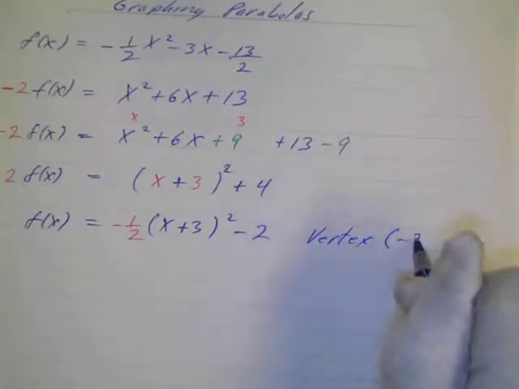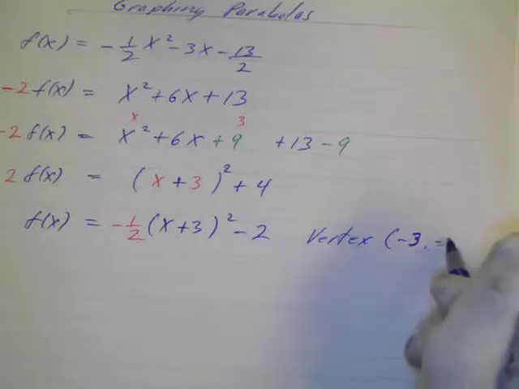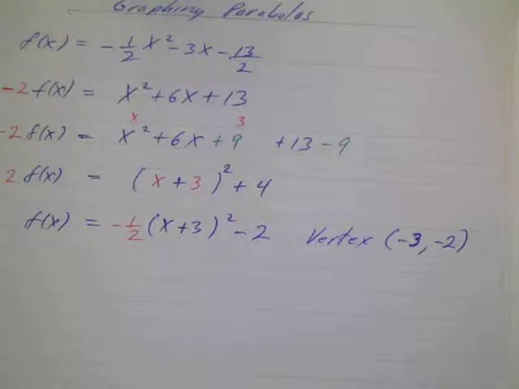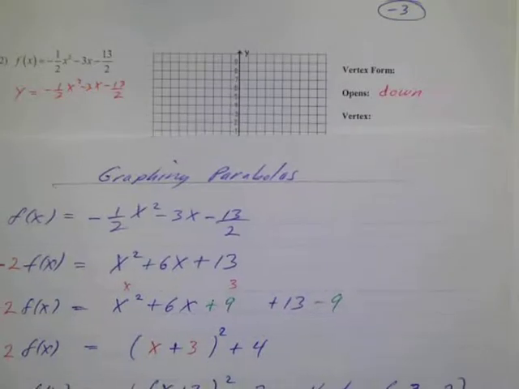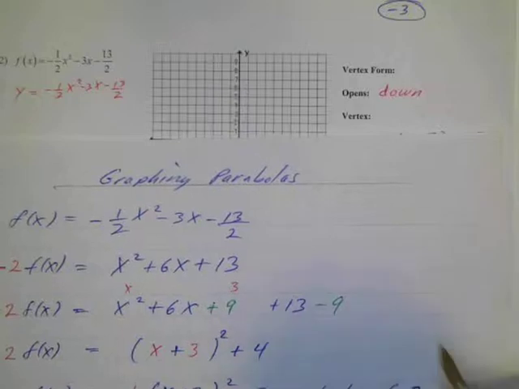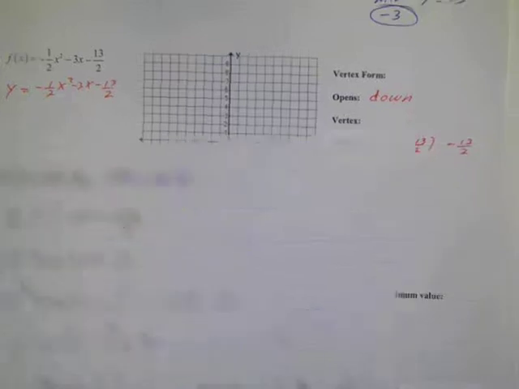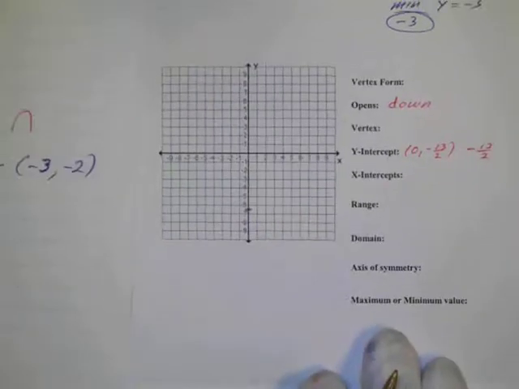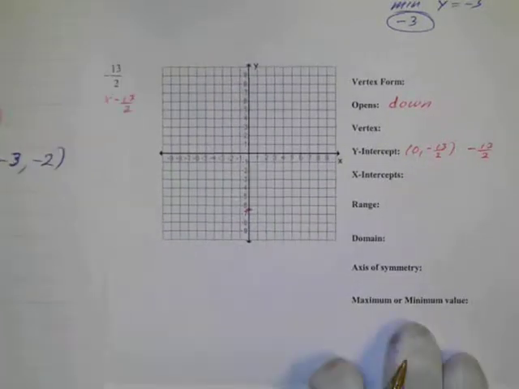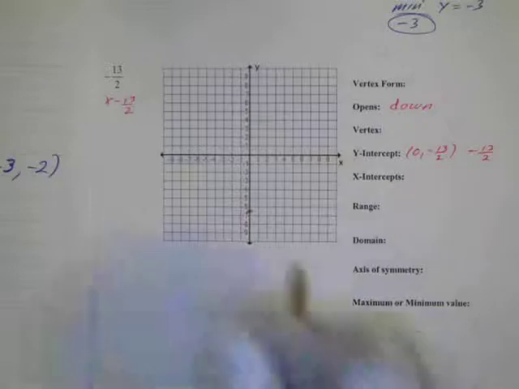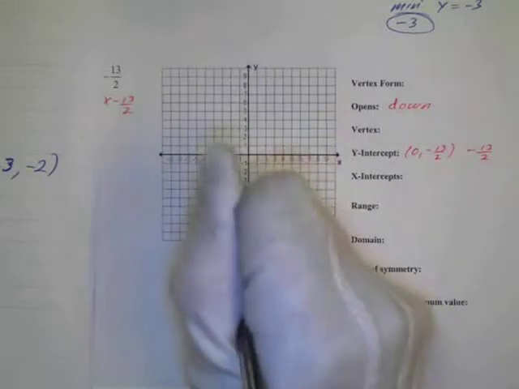-3 and -2. So let's put our vertex in. And remember, it's shaped like an N, right? Or it's open down. So our vertex is going to be -3, -2, so it's going to be right there.